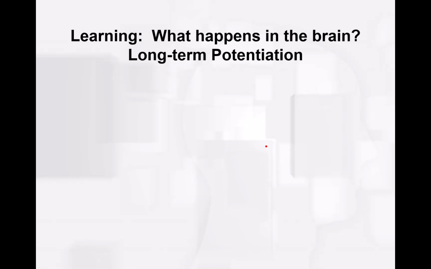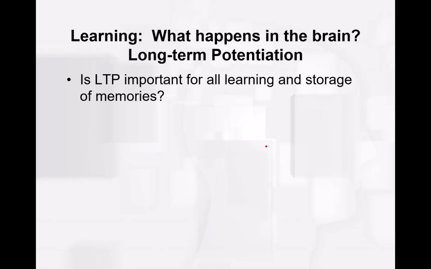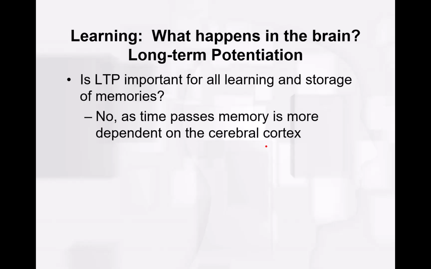But the question is, is LTP important for all learning and storage of memory? Got to think back. Was the hippocampus the location for storage and retrieval of all different types of long-term memory? No. Especially for episodic memories, as time passes, the cerebral cortex is more important. And again, whether they slowly move into the cerebral cortex or they're both stored there at the same time, it just takes longer for that cerebral cortex to encode those memories.